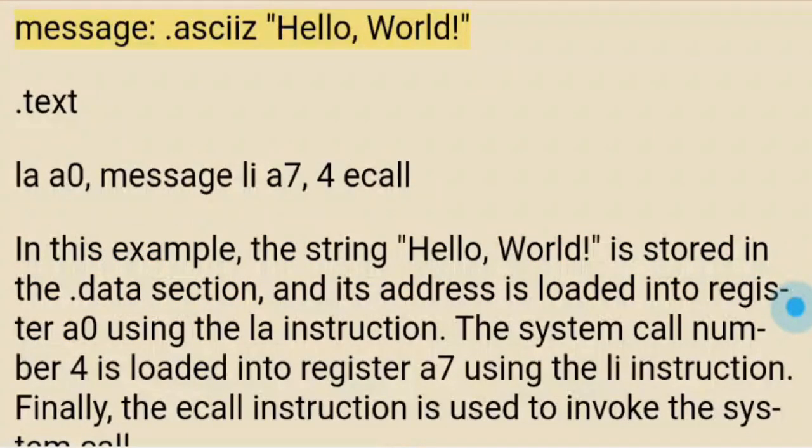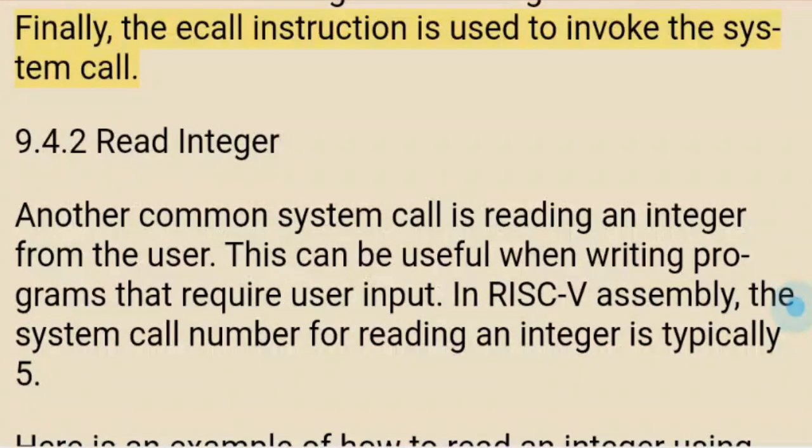Here is an example of how to print a string using the ecall instruction. .data message: .asciz "hello, world" .text la a0, message li a7, 4 ecall. In this example, the string "hello, world" is stored in the data section, and its address is loaded into register A0 using the la instruction. The system call number 4 is loaded into register A7 using the li instruction. Finally, the ecall instruction is used to invoke the system call.